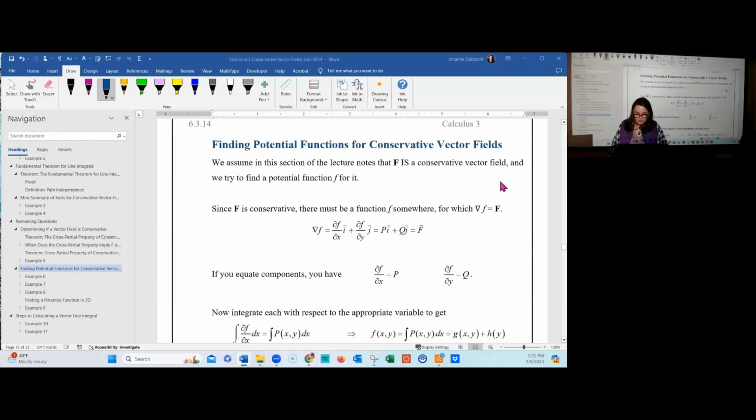That brings us to our next question, which is, how do we find the potential function if we know that the vector field is conservative? So in this part of the notes, we're going to assume that all of our vector fields are conservative, and we're going to find the potential function f such that del of f is equal to the vector field. In other words, we're trying to show that the vector field PQ or PQR is equal to the partial of the potential function with respect to x plus the partial with respect to y plus the partial with respect to z.